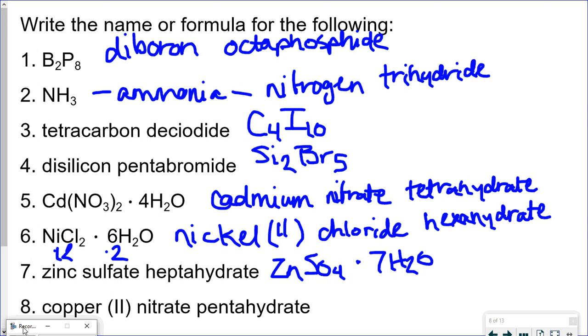Looking at the last example, we have copper(II) nitrate pentahydrate. Copper is Cu. It tells us that it has a positive 2 charge. Nitrate is NO3. And remember, nitrate's -1 charge, so when you crisscross, the NO3 will be in parentheses with the 2 on the outside. For pentahydrate, remember we put the dot attaching it to water, and penta is 5, so that means it is attached to 5 water molecules.